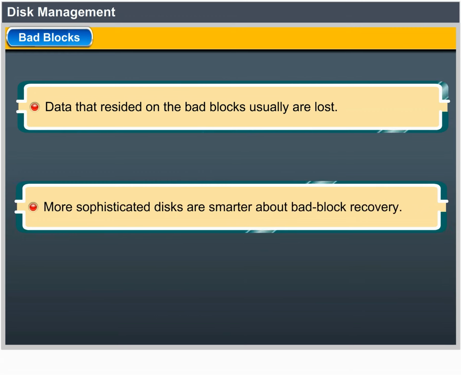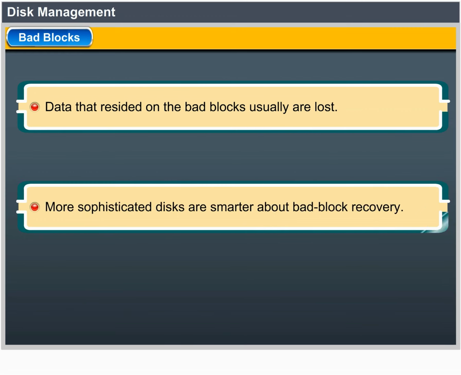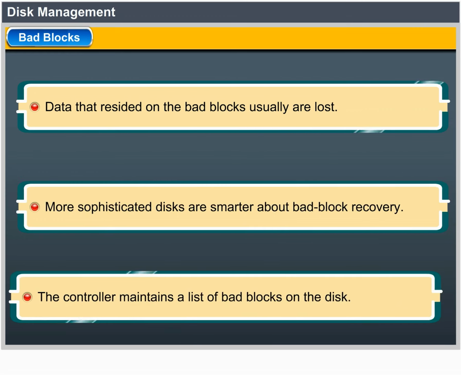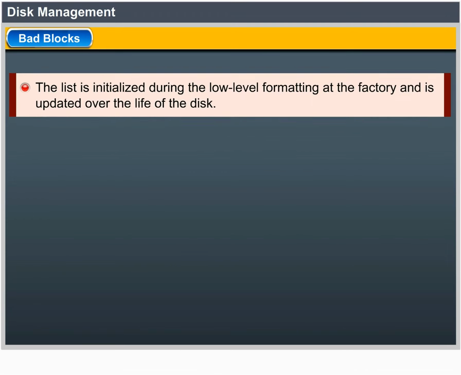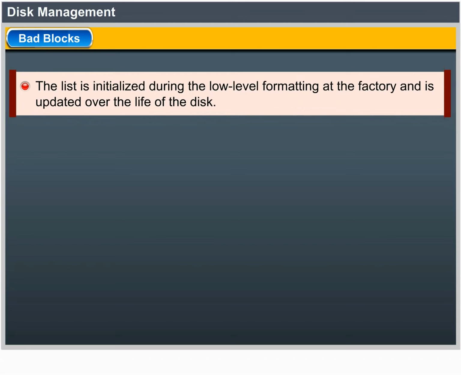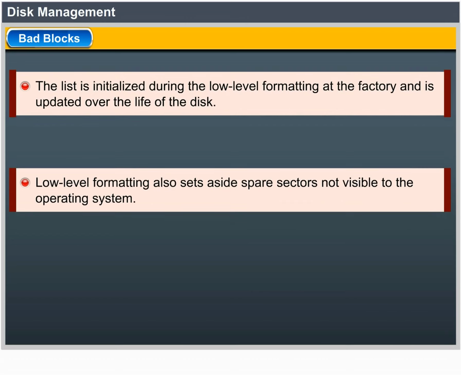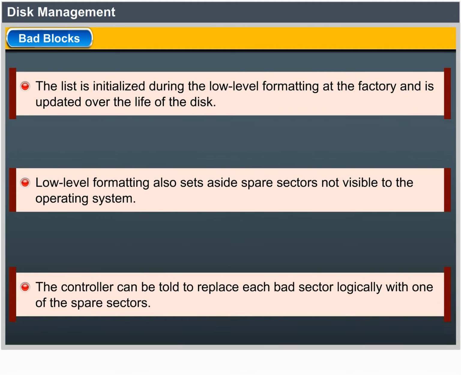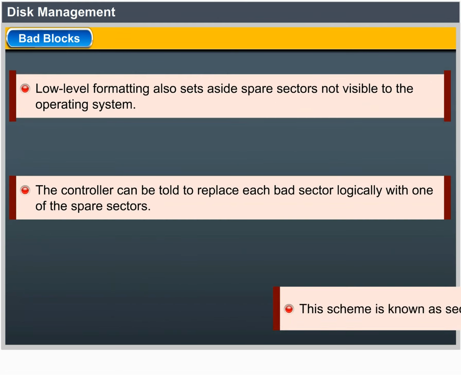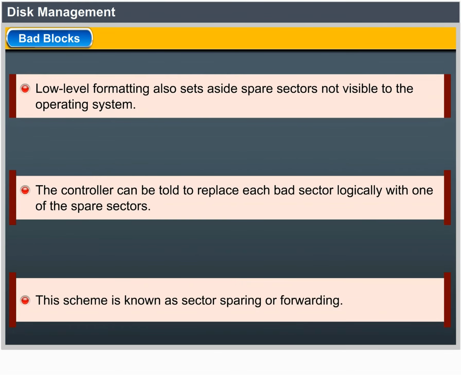More sophisticated disks are smarter about bad block recovery. The controller maintains a list of bad blocks on the disk. The list is initialized during the low-level formatting at the factory and is updated over the life of the disk. Low-level formatting also sets aside spare sectors not visible to the operating system. The controller can be told to replace each bad sector logically with one of the spare sectors. This scheme is known as sector sparing or forwarding.